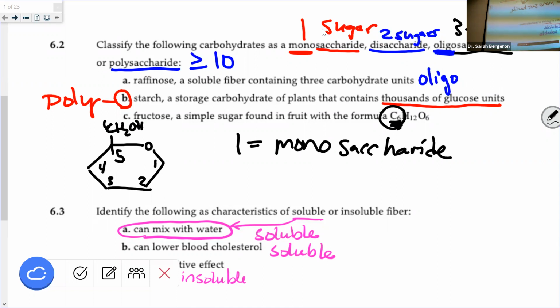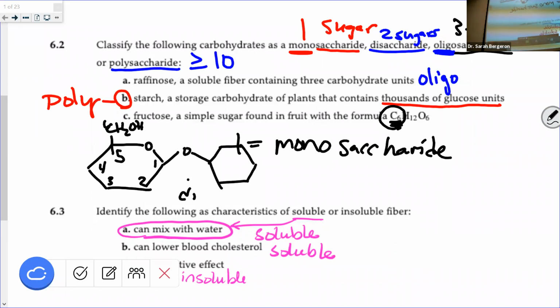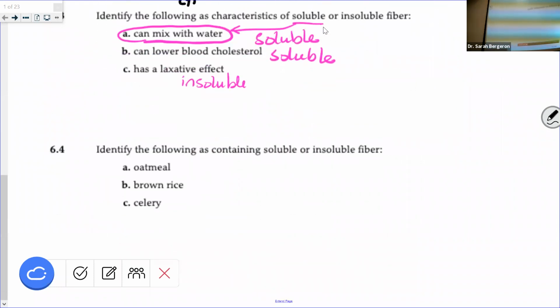So if you have a disaccharide, then you have a linkage between one ring and another ring, right? And there's your other ring. So that you have 2 sugar units. This is a disaccharide. And then they keep linking together to make bigger and bigger stuff.